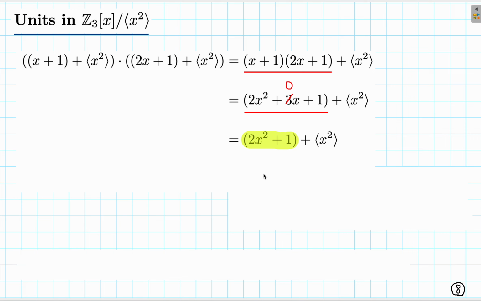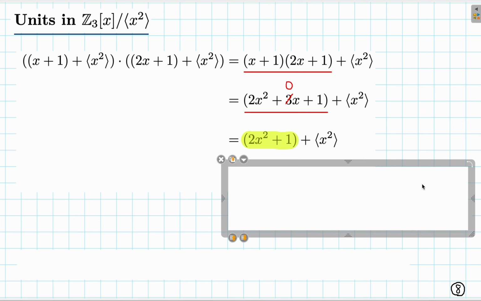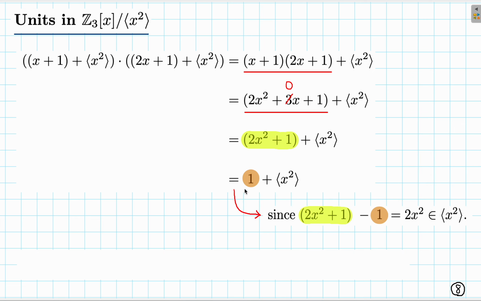Now, how can we reduce this coset? Well, we claim that it's equal to 1 plus ⟨x²⟩ because the difference of the coset representatives, namely 2x² plus 1 minus 1, is equal to 2x², which is a multiple of x², and therefore it's contained in ⟨x²⟩.